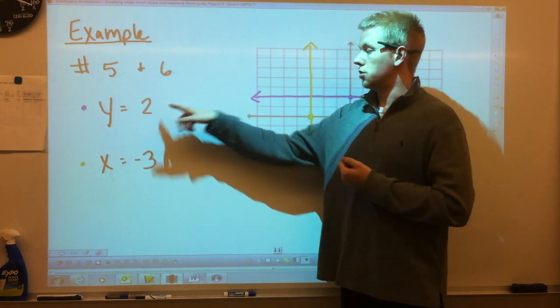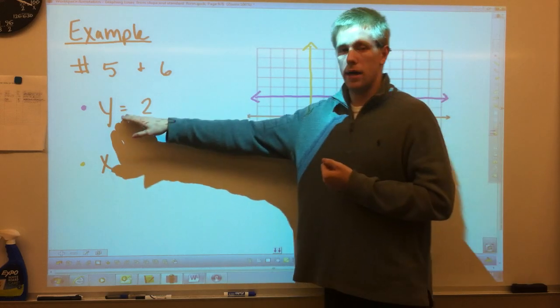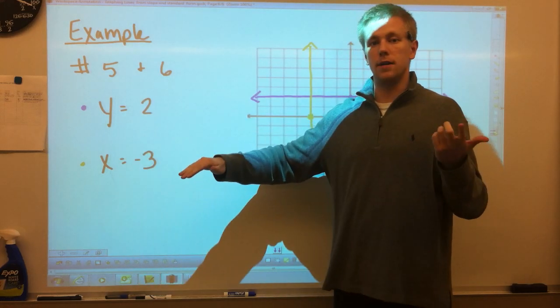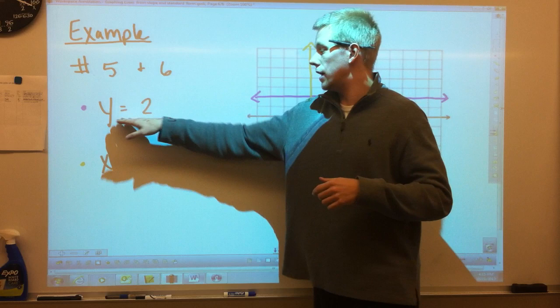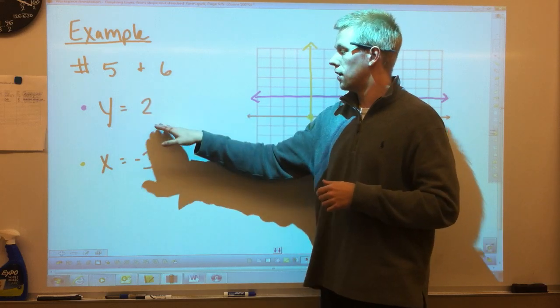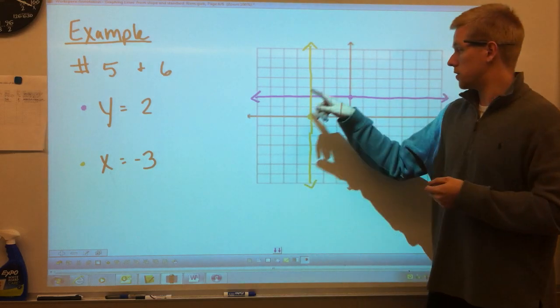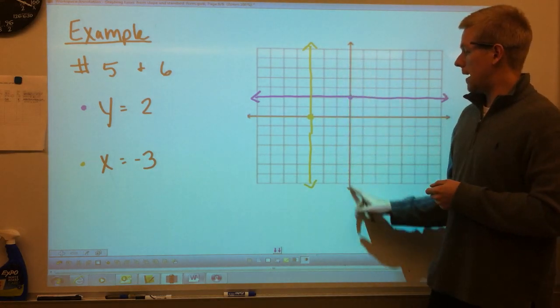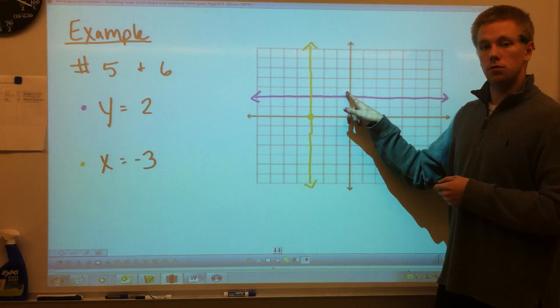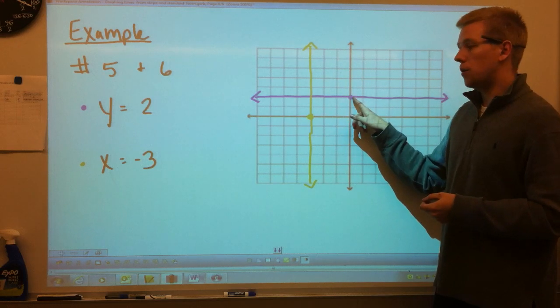When I have y equals 2, imagine this is y equals mx plus b, except you don't have the mx. You just have the b here. This is just y equal to some number. This is the number at the end. So when I have y equals 2, I just go like I would normally, start with 2. This is my y-intercept. I go to my y-axis and place a dot at 2, just like I normally would.